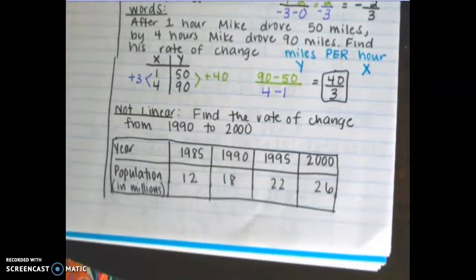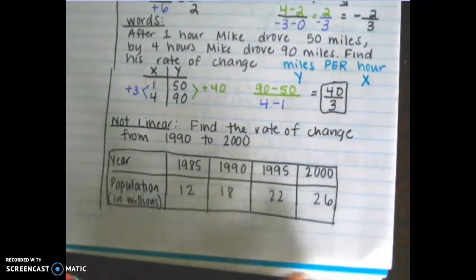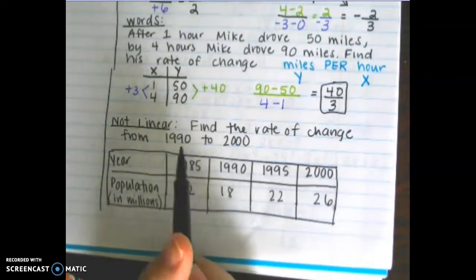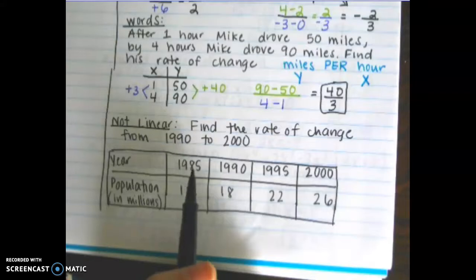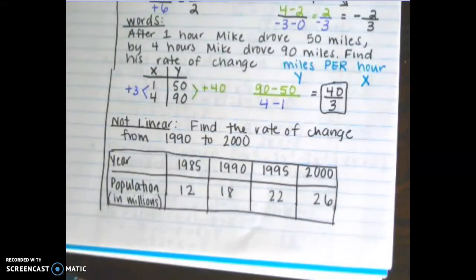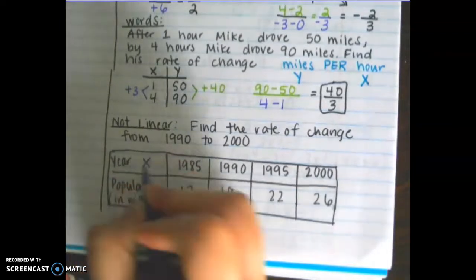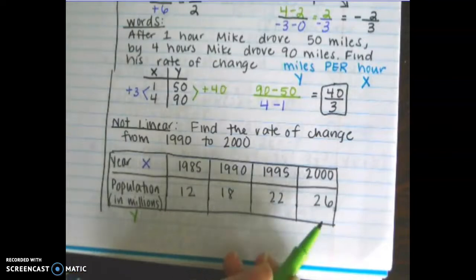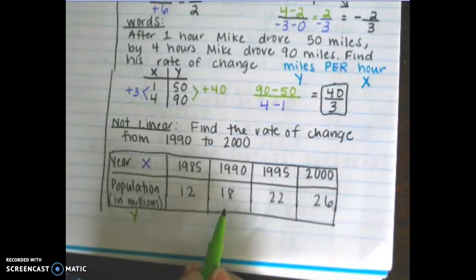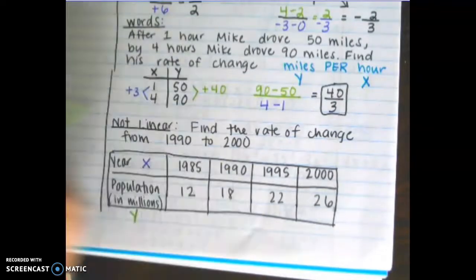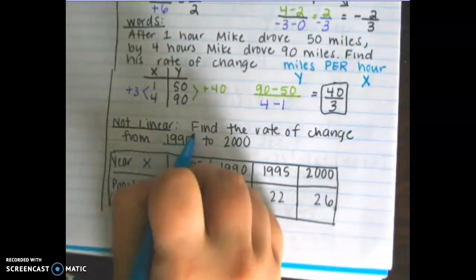All right, so this table is not linear. In this example, I'm telling you which pairs to use. So find the rate of change from 1990 to the year 2000. And you can tell the years are going up by 5. And again, remember on a table, the one on top is your x and the one on bottom is your y. But look, there's really no pattern to my y's. That's going up 6, and then that's going up 4, and then it's only going up 3. So in this case, I have to use the 2 that they told me to use, or I'm going to wind up with the wrong answer.